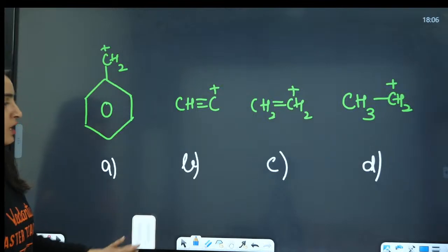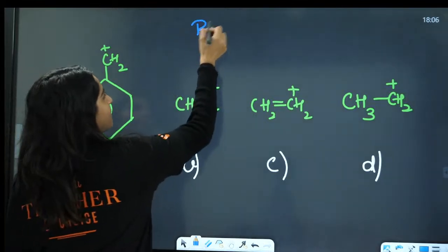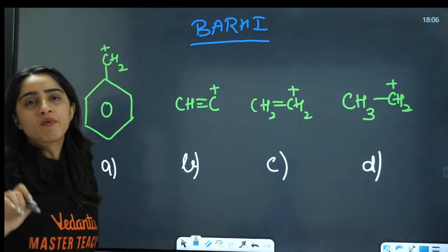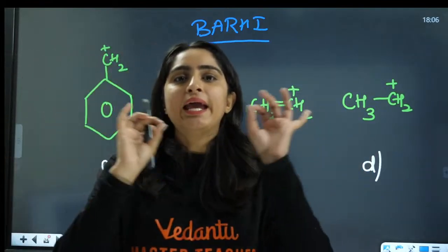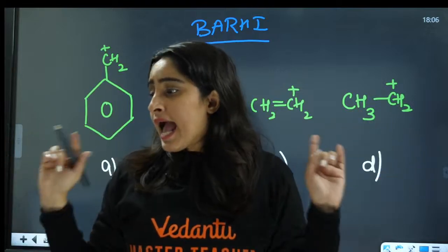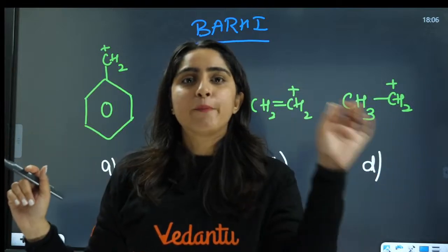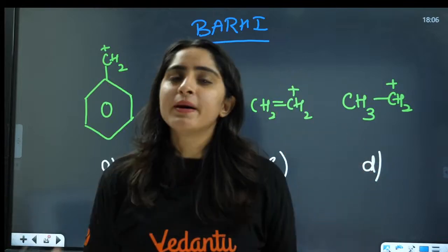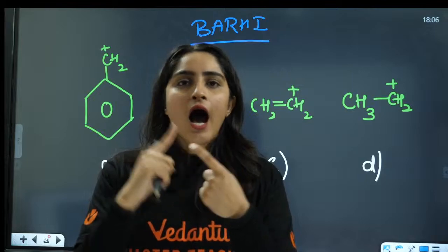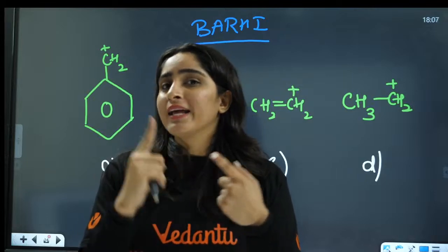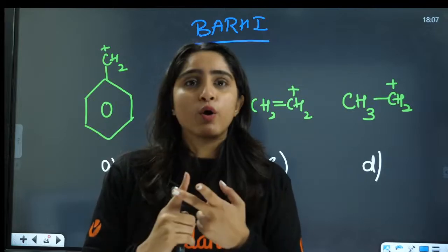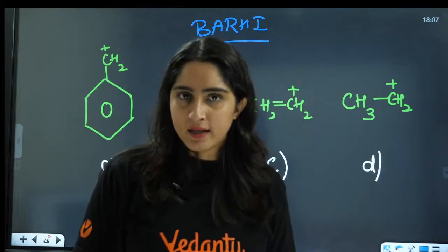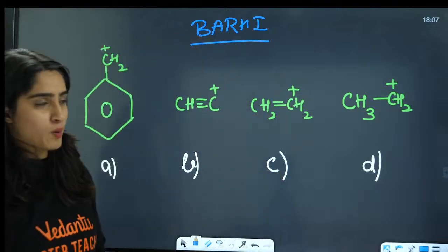Okay, let us apply BARHI. Everyone in the chat box, write BARHI. How will you define the order? The simple way is BARHI: back bonding, aromaticity, resonance, hyperconjugation, inductive effect. One by one, see which factor is applied here, and according to priority, answer this question.